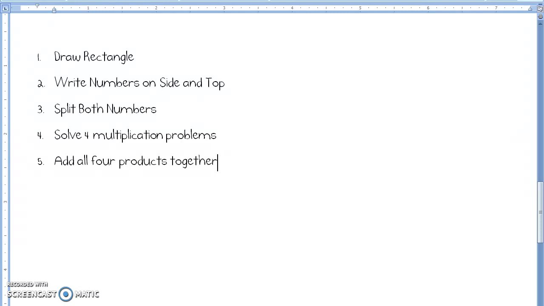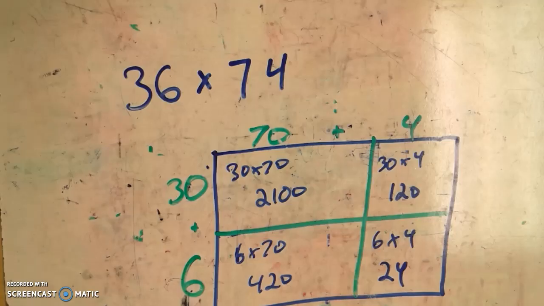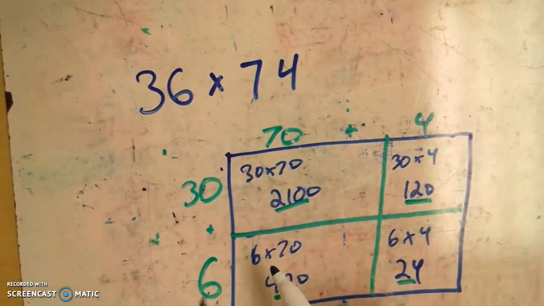The fifth step is to add all 4 products together. The product is the answer to a multiplication problem. So we go back to our square, our rectangle, this is a product, this is a product, this is a product, and that's a product. You have to add all of those up. I'm going to add it on the left side.